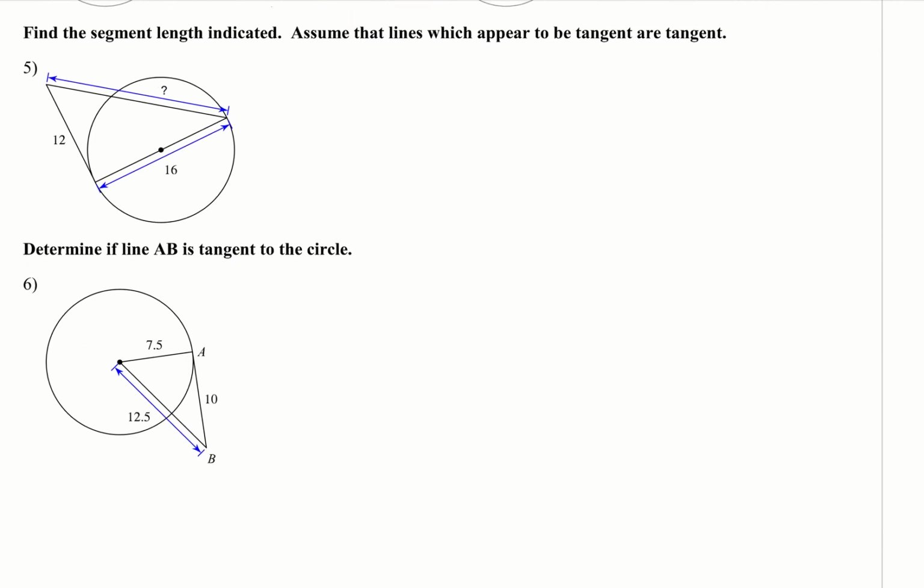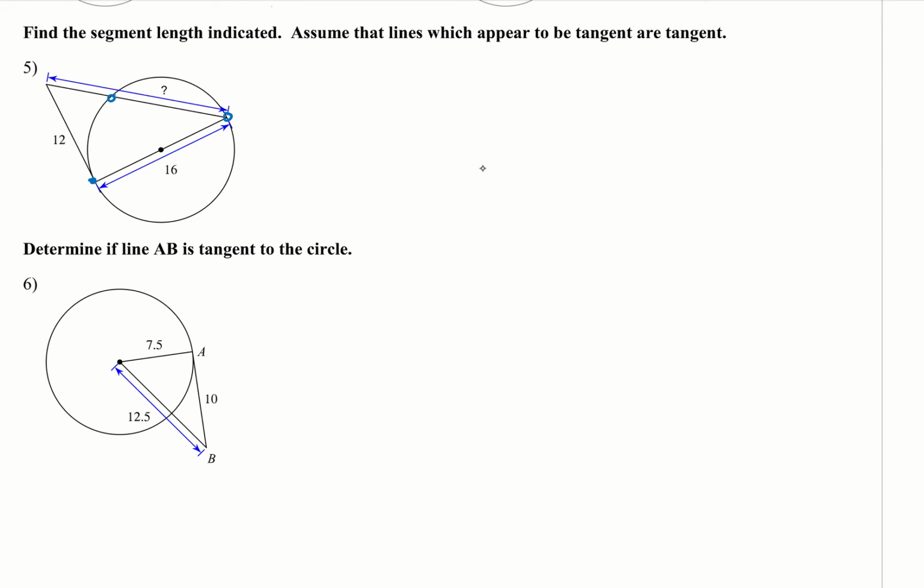All right, for number 5, find the segment length indicated. Assume that lines which appear to be tangent are indeed tangent. So this line that appears to be tangent is actually tangent, which it crosses at that one point. And this here is a secant because it crosses at 2 points, right? So that's a secant line. The other one's a tangent.